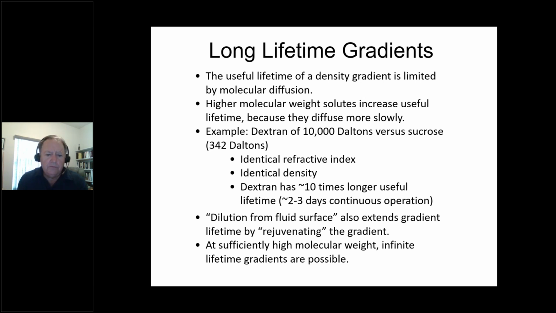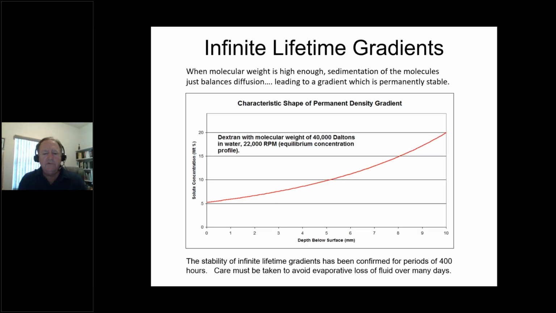One other thing for existing users to keep in mind is that when you inject calibration standards and samples, the fluid that you inject stays at the surface. And so that fluid that you inject tends to diffuse into the gradient and rejuvenates it. That is, it increases the steepness of the gradient by dilution from above. And finally, at a sufficiently high molecular weight, it's possible to make infinitely stable gradients. And here's an example of one.